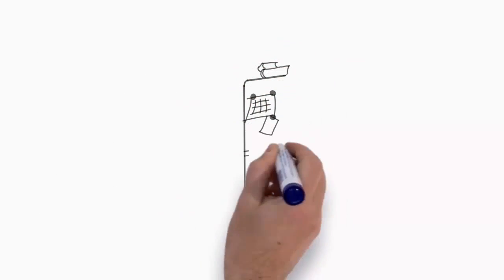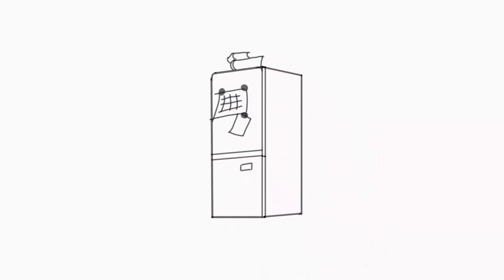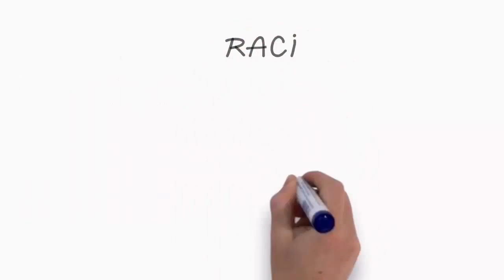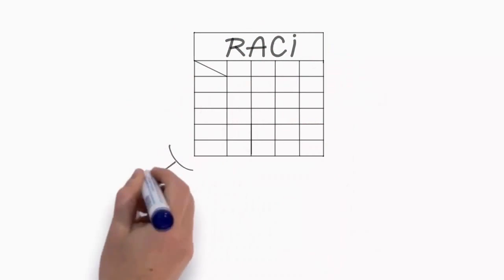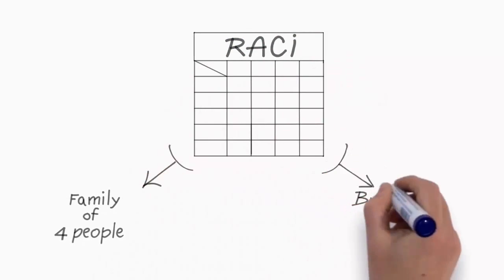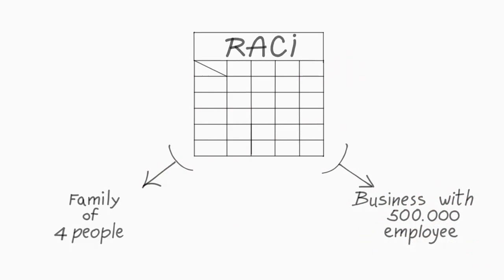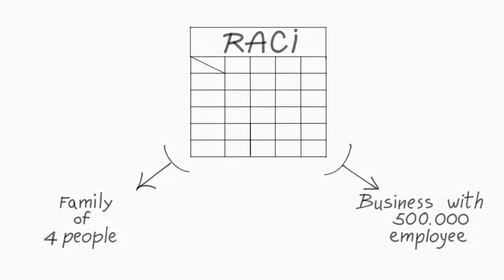To make sure no one forgets their tasks, print off the RACI and stick it on the fridge as a reminder. RACI can be used for any project or business of any size, from a family to a business with over 500,000 employees. It's all about identifying who does what in my organization or my environment.